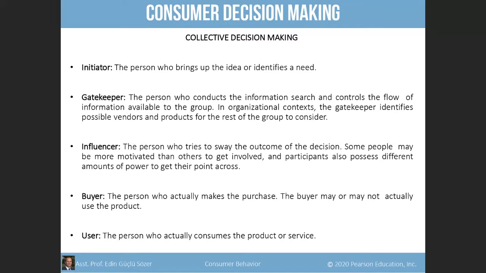But maybe they ask another person to buy the product. So the buyer is a different person, and maybe he uses another brand of toy which is very similar. Then he will buy that one. So he may also change the process. And the user is the child.